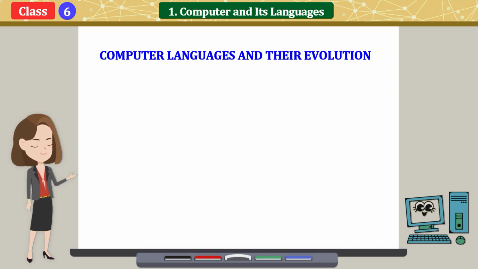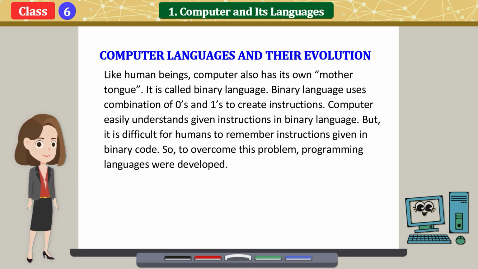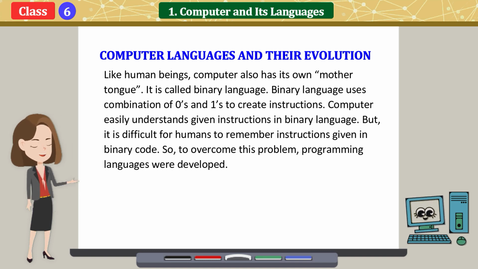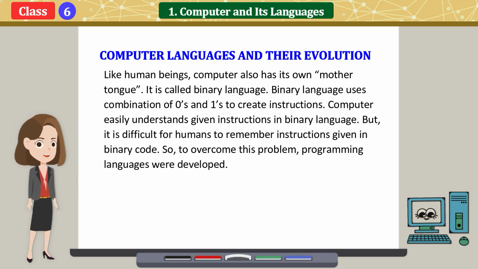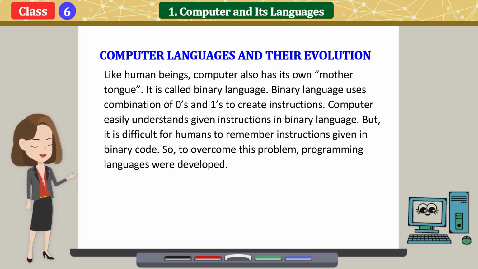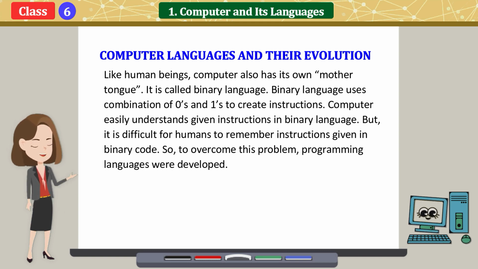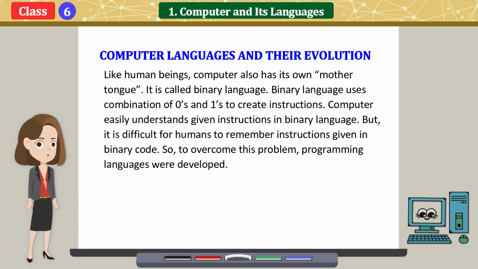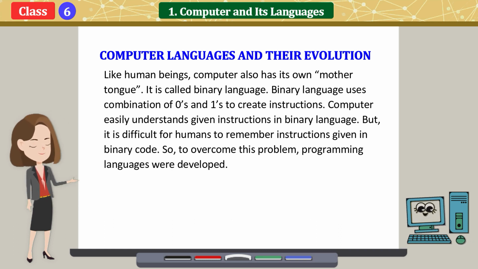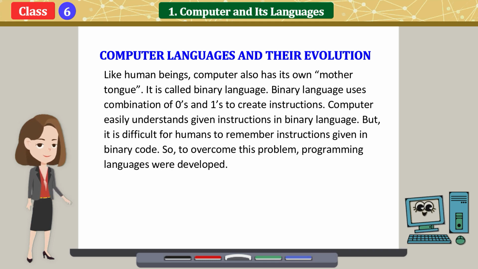Computer languages and their evolution. Like human beings, computer also has its own mother tongue. It is called binary language. Binary language uses combination of zeros and ones to create instructions. Computer easily understands given instructions in binary language. But it is difficult for humans to remember instructions given in binary code. So, to overcome this problem, programming languages were developed.